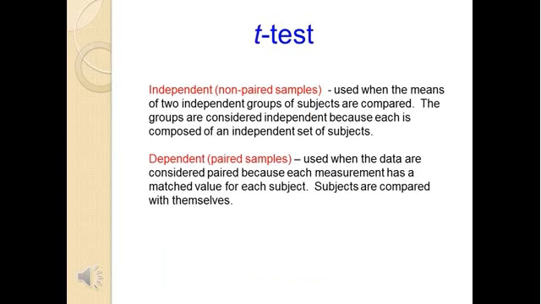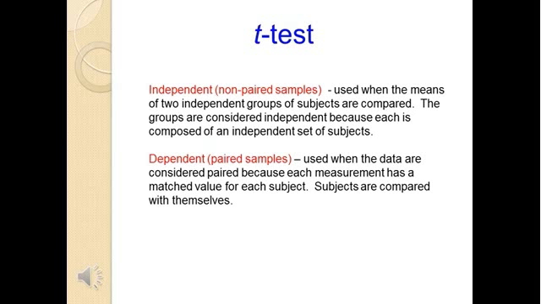The statistical analysis we will use to determine if there is a significant difference between two means is the t-test. There are two different t-tests, one for independent or non-paired samples, and one for dependent or paired samples. The independent t-test is used to compare the means of two independent groups of subjects, as with our example of two groups of students, one group lecture only, and one group with a cadaver lab.